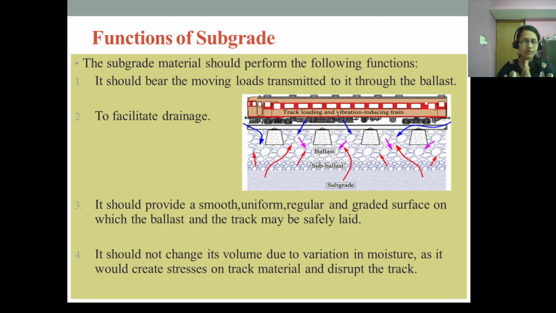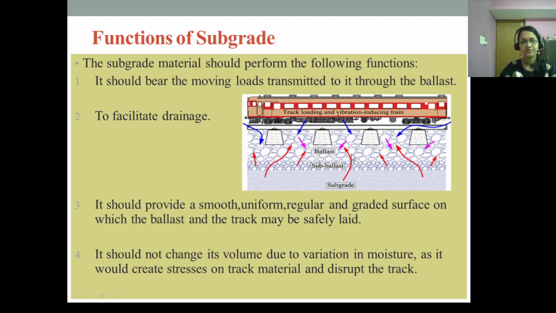The top layer of the embankment or the bottom layer of the cutting has to stand up to all the loads coming on the track. It should withstand the track loads. The subgrade material performs various functions: it should bear the moving loads transmitted to it through the ballast with as uniform a reaction as possible. It should prevent the ballast from puncturing into it. It also facilitates drainage, that is, it should drain off the water entering from its top.